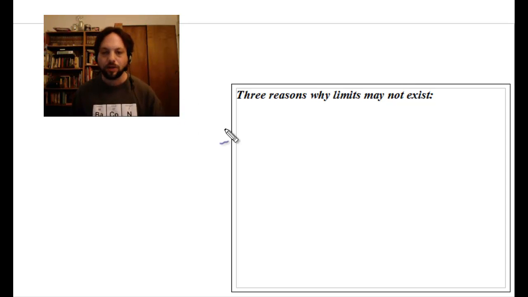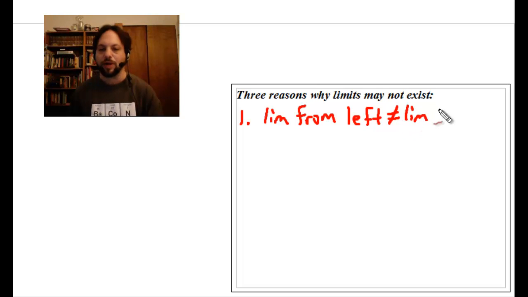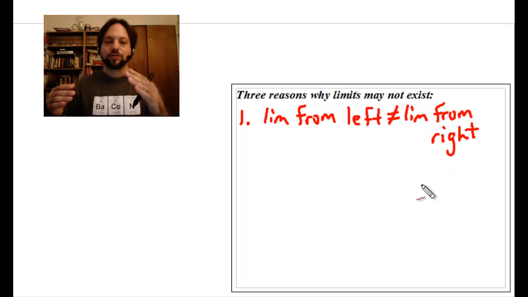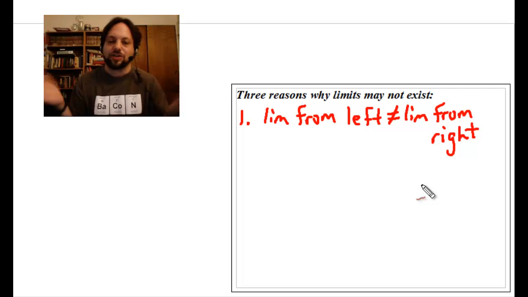If you recall, the first reason why a limit might not exist is simply if the limit from the left, in other words, the limit coming from the negative values or the more negative values, does not equal the limit from the right, then we definitely don't have a limit to the function. As we approach from the left, as we approach from the right, if they miss each other completely, then there's no limit. The flip side of that is if they do seem to approach the same thing, then we're good to go, no problems.